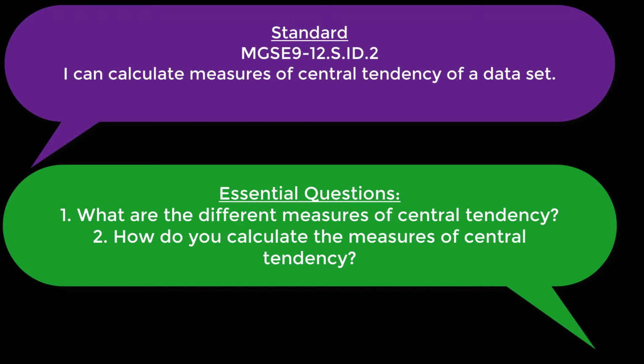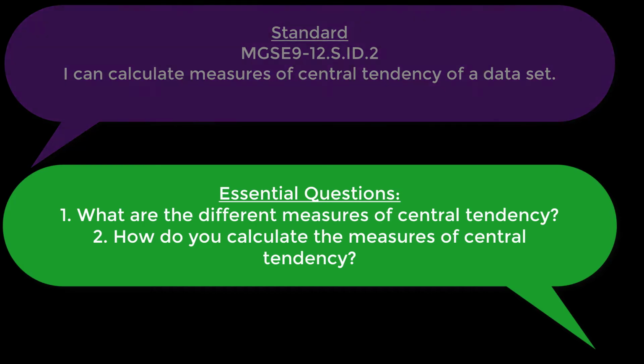The essential questions are, number one, what are the different measures of central tendency? Number two, how do you calculate the measures of central tendency? Once again, these two things are how you know if you have understood the materials. If you go back and you find that you really can't answer the questions and you can't accomplish the standard, then you should watch the video again. And after the second time you still don't understand, then you should prepare some questions to ask for when you come to class.